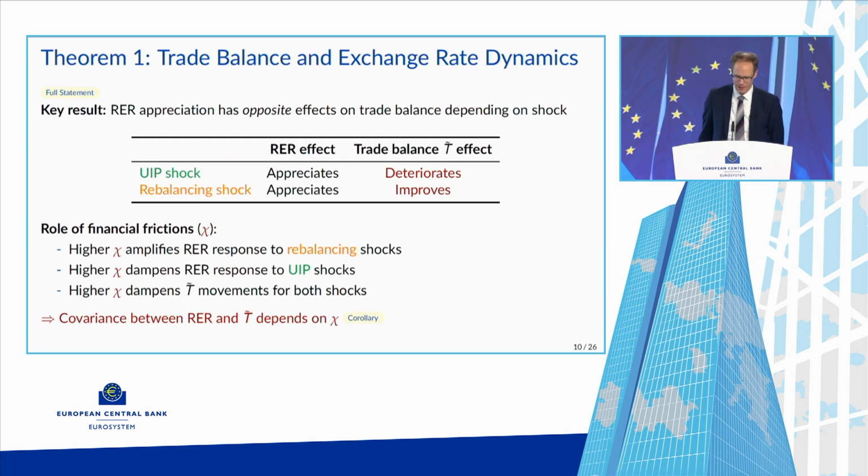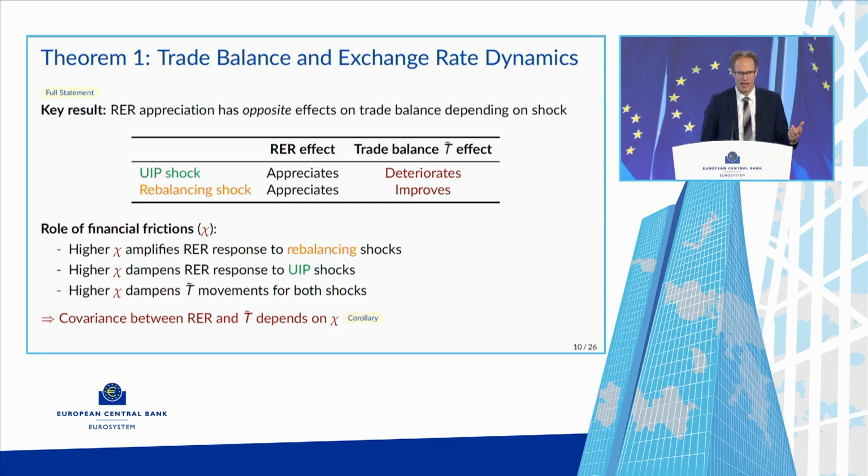Now let me briefly show you what we derive from there. That's the key theorem in the paper. If we condition on shocks to both the UIP and the rebalancing shock inducing a real exchange rate appreciation, then you find a differentiation in how these impact the economy. The UIP shock leads to a deterioration of the trade balance, versus the rebalancing shock causing an improvement of the trade balance. I'll show this in a second through the equations.